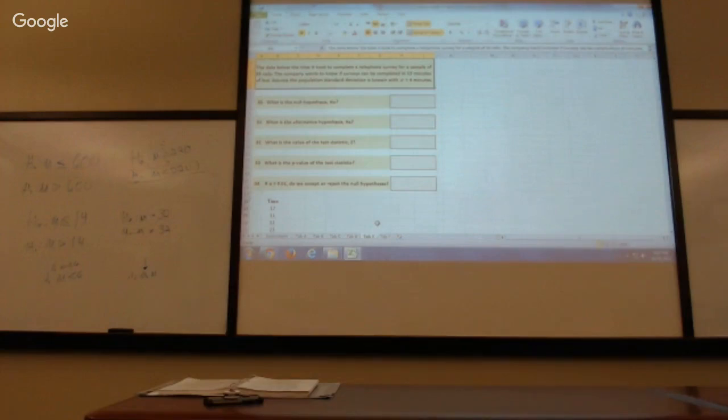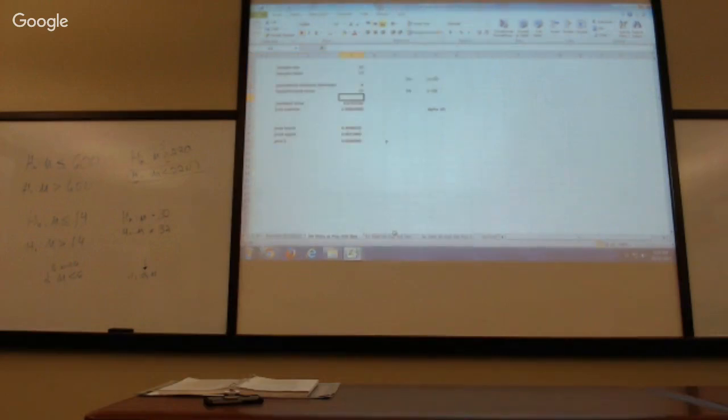This question says, the data below is the time it took to complete a telephone survey for a sample of 35 calls. The company wants to know if the surveys can be completed in 15 minutes or less. The population standard deviation is equal to 4 minutes. So we're given the population standard deviation. Yours will say whether the population standard deviation is known or not.